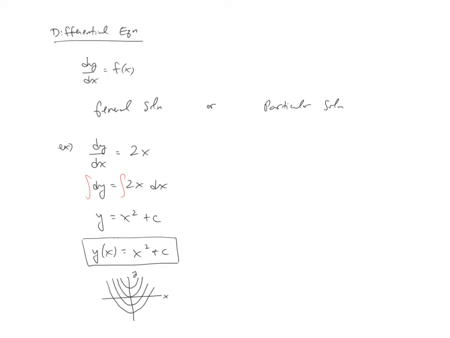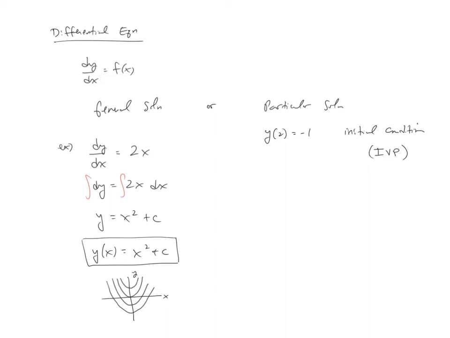Now, to figure out the particular solution, we would be given something like this, where this is called an initial condition. And many times you'll hear these referred to as initial value problems, IVP. So if you're given something like this along with the differential equation, you're going to be able to solve for c, therefore find a particular solution of it.